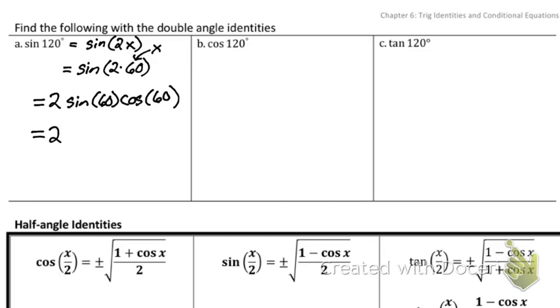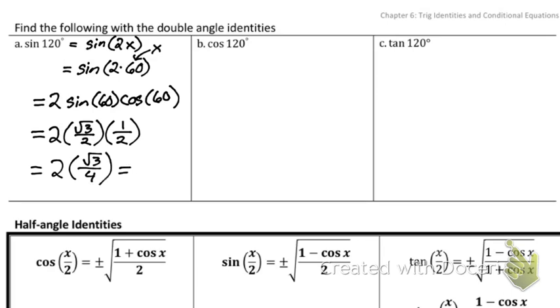Well, sine of 60 degrees is going to be square root of 3 over 2. Cosine of 60 degrees is 1 over 2. Simplifying that further, we're going to have 2 times, square root of 3 times 1 is square root of 3, over 2 times 2, which is 4, which is then going to equal square root of 3 over 2, which, as Safa said, we already knew that answer. We're just confirming that this, in fact, works.